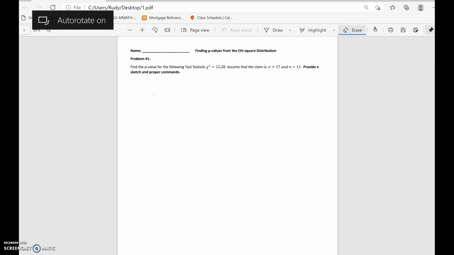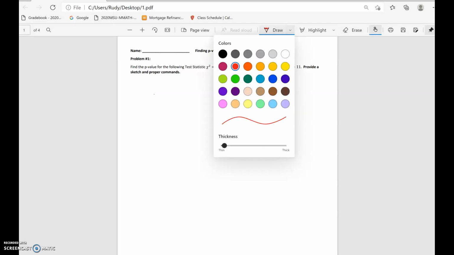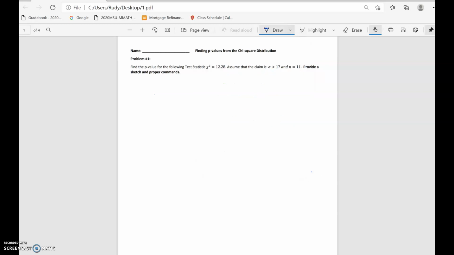They want us to estimate, in this case, the p-value. So we're looking for a p-value. A test statistic is given and an actual claim. So n is equal to 11. That means that your degrees of freedom are going to be 10. So let me just write the claim here. And in this case, the claim is sigma is greater than 17.